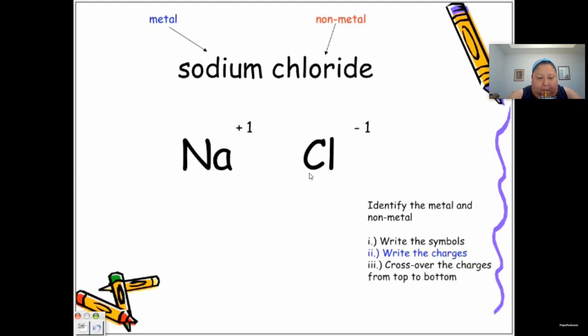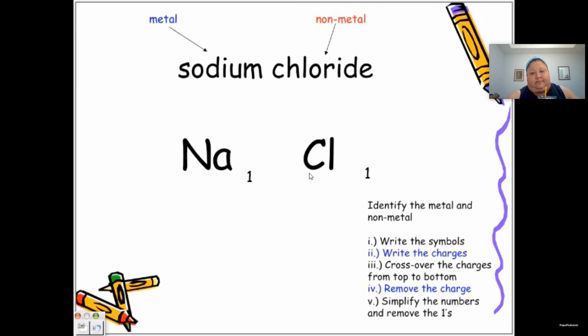Cross over the charges now from the top to the bottom. So watch now how the charges move. The positive one moved down and crossed over. Okay. Step number 4. We're going to remove the charges, so we no longer need the negative and the positive, so we remove that. And step number 5, we're going to simplify the number, so you treat it like a ratio and you try to reduce it to lowest terms. 1 to 1 is already reduced to lowest terms.